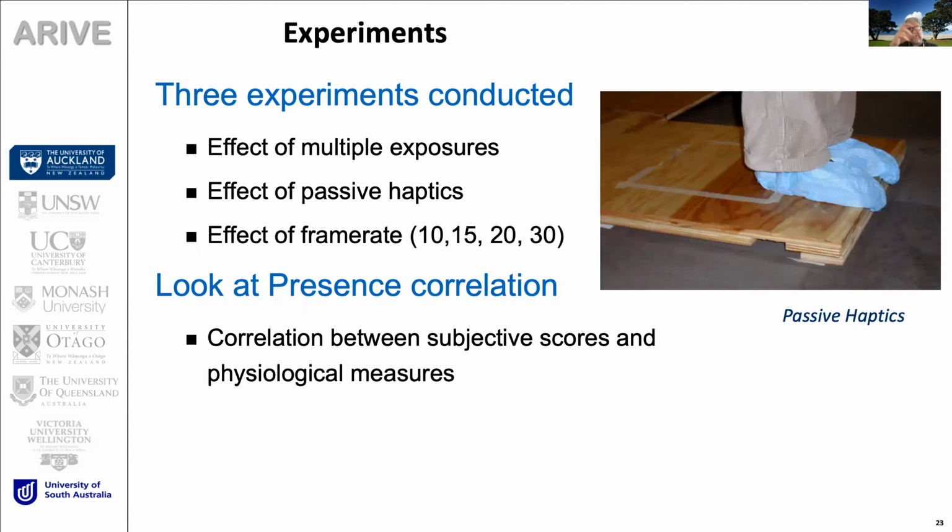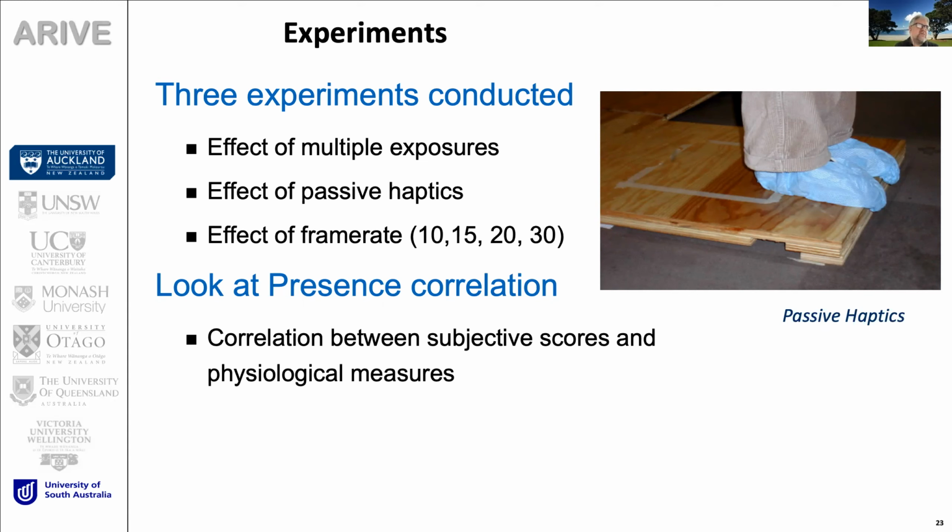They did 3 experiments in that room. One was looking at the effect of multiple exposures, another was looking at passive haptics. You can see the person there standing on the board with their bare feet, wrapping their toes around the edge of the board, so they really feel like they're on the edge of a precipice. That was the haptic condition, and they did another condition where they didn't have the boards at all, and you wouldn't feel that.